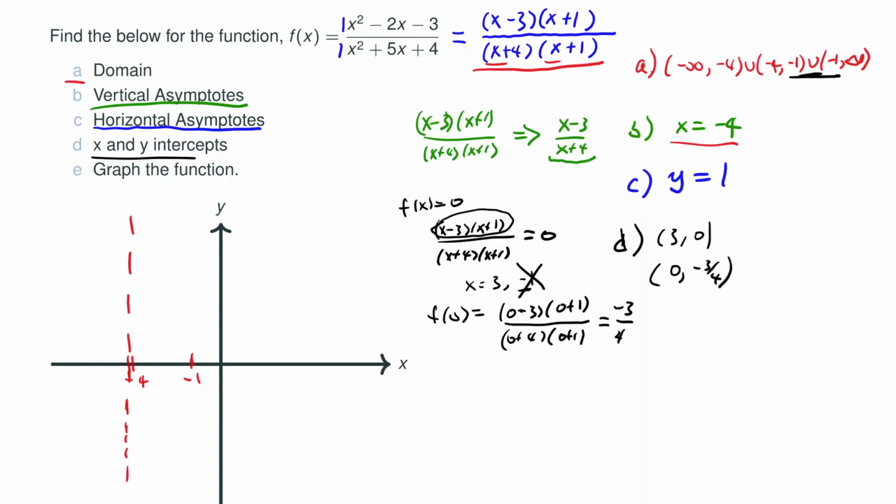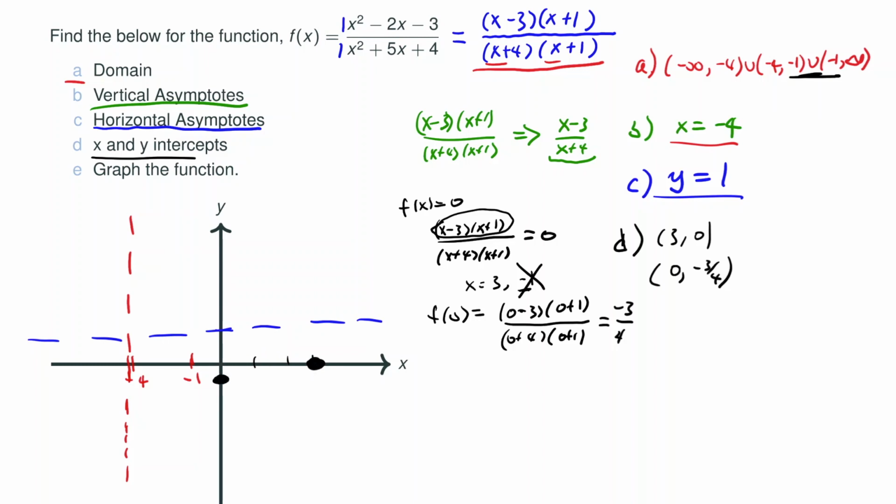And let's plot horizontal asymptote, y equals 1. Let's say 1 is here. Something like this. Okay. And let's plot x and y-intercept: 3, 0, 1, 2, 3 right here. 0, negative 3 over 4 is somewhere here.